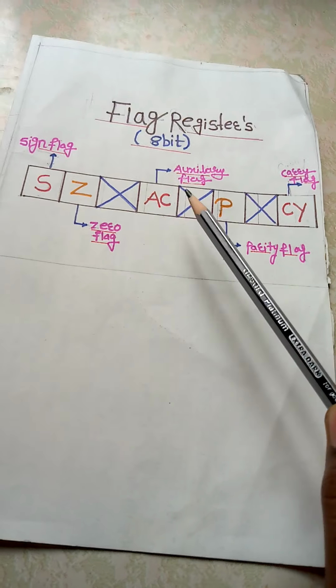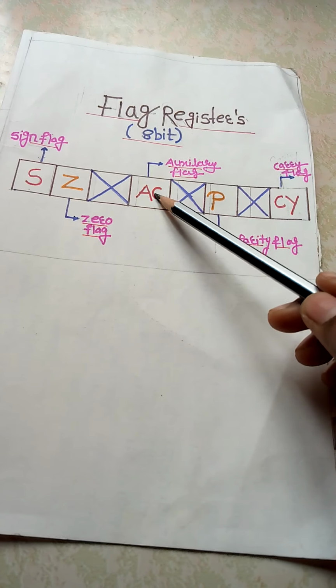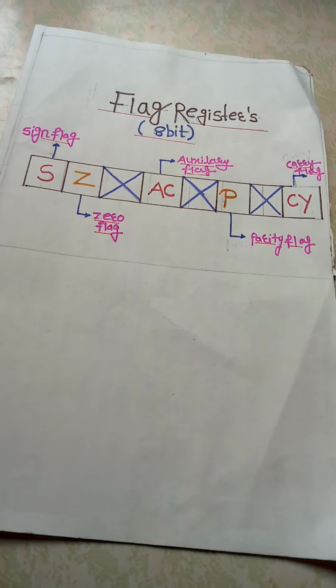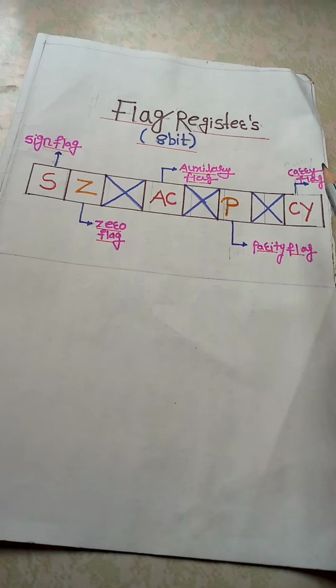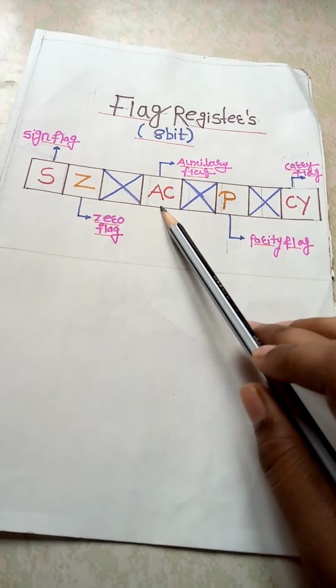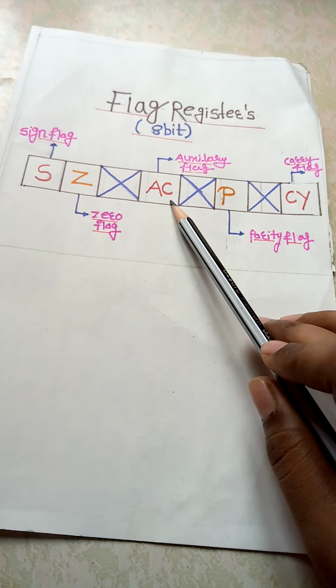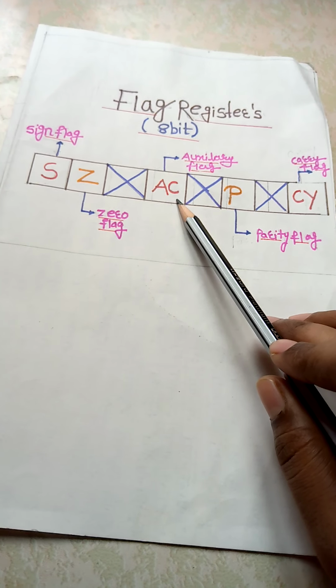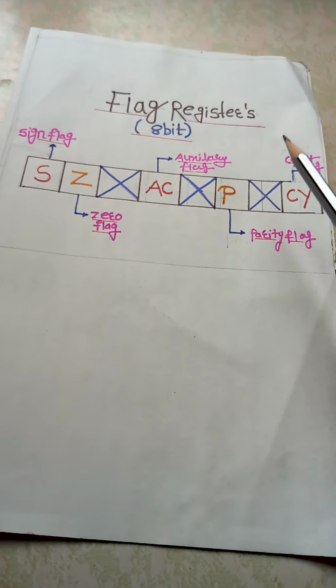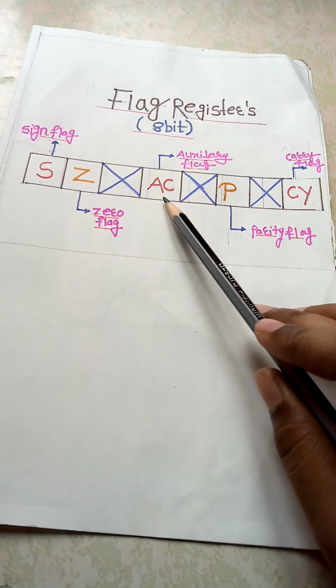The third flag is the auxiliary flag. The auxiliary flag works only when a jump takes place from D3 to D4. If the action takes place from D1 to D2 or D4 to D5, this will not happen. It only occurs when D3 jumps to D4. And during that jump, if a carry takes place, then your logic will be equal to 1.